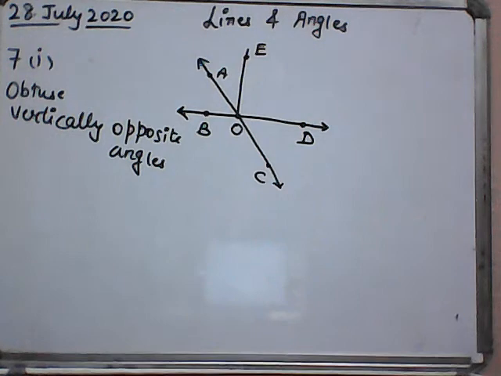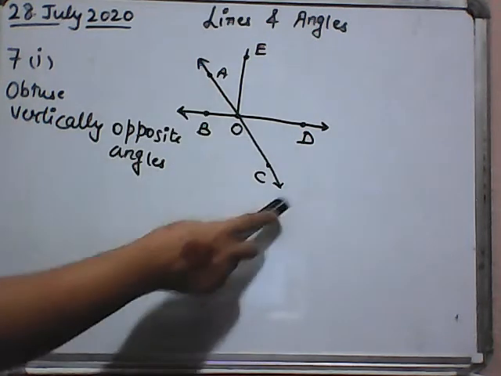Good morning, students. Today we are going to discuss chapter 5, lines and angles. In this video, we are discussing some questions based on vertically opposite angles, supplementary angles, complementary angles and so on. Let's start with question number 7.